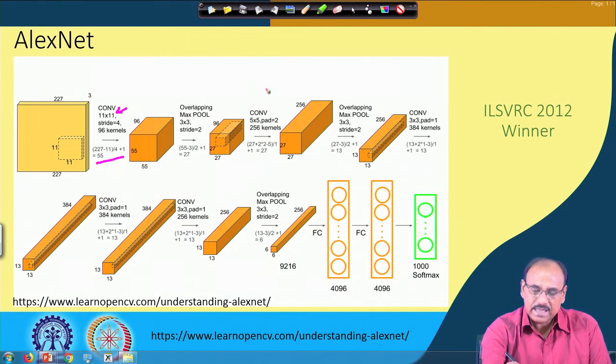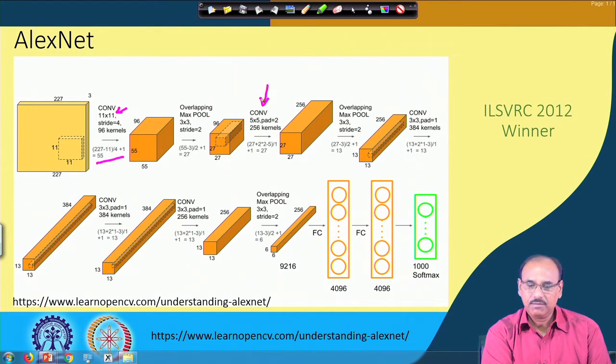Then you have the second convolution layer, where the convolution kernel size is 5 by 5, and in this case you use padding so that the output of the convolution layer remains the same as the input feature size.